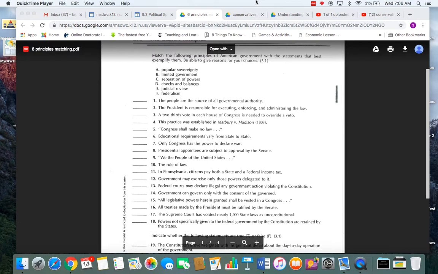Separation of powers, 3 branches of government having their own powers. Legislative makes laws, executive enforces laws, judicial interprets the laws. Then we have checks and balances, which says the president has to sign a law, which is a check on the legislative branch. Then the legislative branch can override that veto, which is a check on the president. The president gets to appoint ambassadors and judges and members of cabinets and different officials, but the Senate has to confirm them. The president can negotiate treaties, but the Senate has to confirm them.